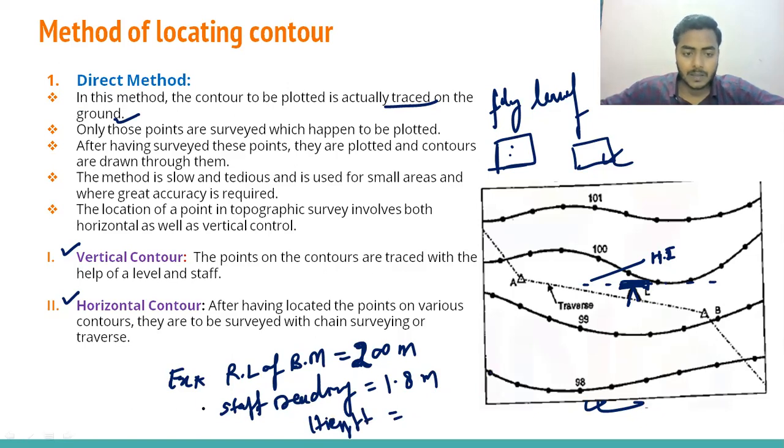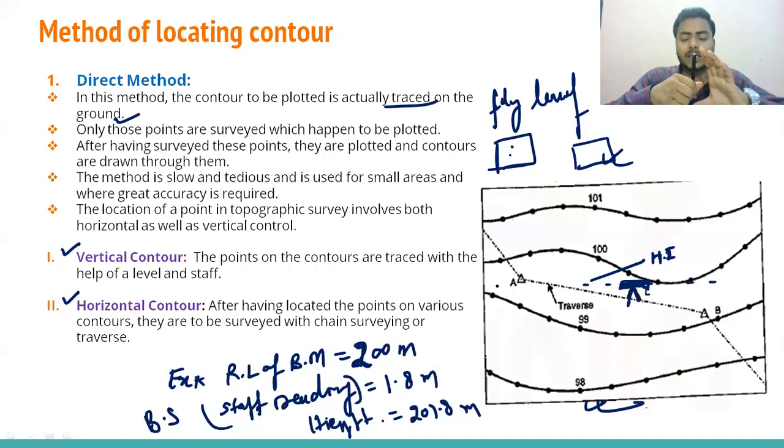So the height of instrument we can get here; this is the backsight reading also. We get 1.8 meters. Now we keep a foresight somewhere. Suppose we kept a leveling staff here.